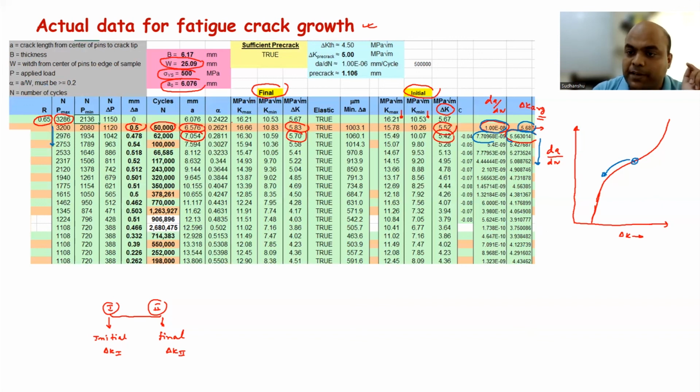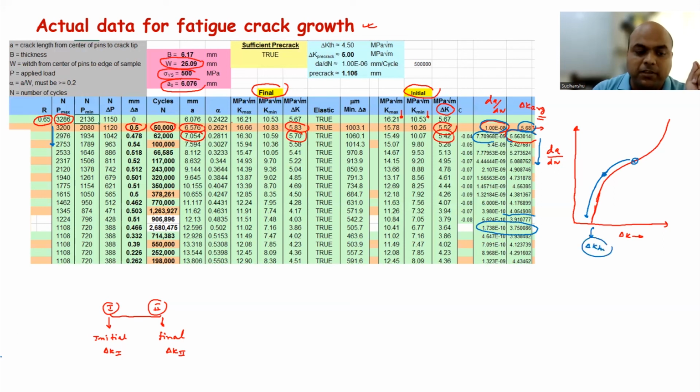So you are moving downwards till you figure out what is delta KTH, which will correspond to about 10 to the power minus 10 meters per cycle, which is in this case here. So at 3.75 delta K, which is delta KTH, your crack growth rate dA by dN is 1.73 times 10 to the power minus 10. So now you have figured out what your delta KTH is.